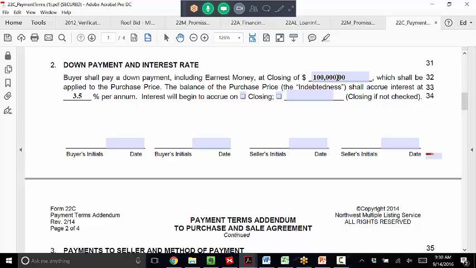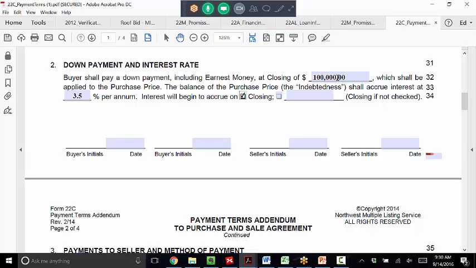Interest will begin to accrue on. How do you think the lenders do it? The day you close. On closing. Yeah, because that's when the money was forwarded, advanced, lent. They wired it to escrow. They're going to start collecting rent on that money immediately.